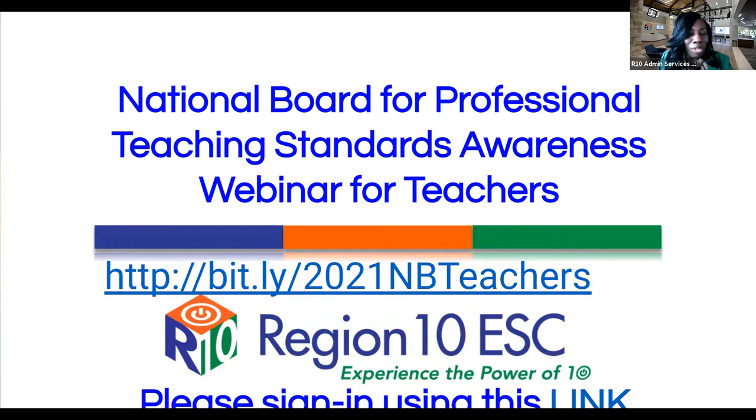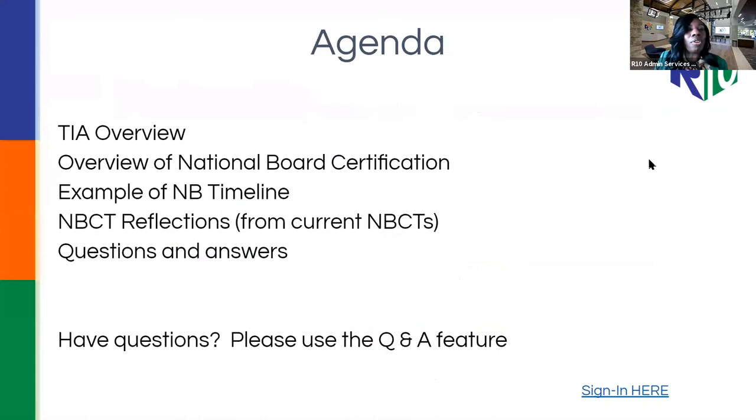I am going to go ahead and get started and share with you real quickly the agenda for today. Let me see if I can make my slides move. It's not moving. There we go. Today's agenda, we will cover the teacher incentive allotment overview, as well as an overview of National Board certification, an example of the National Board timeline. We will then have some reflection from some of our National Board certified teachers who are on the call with us today. And then we hope to have a healthy Q&A at the end.